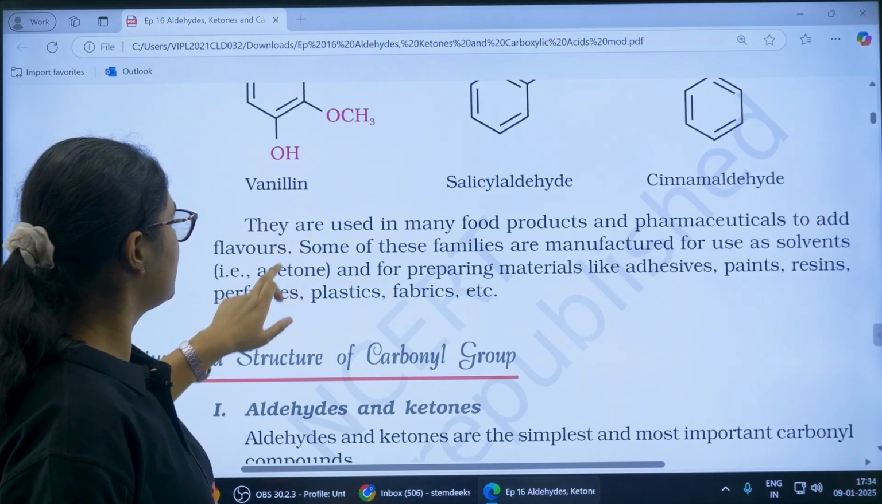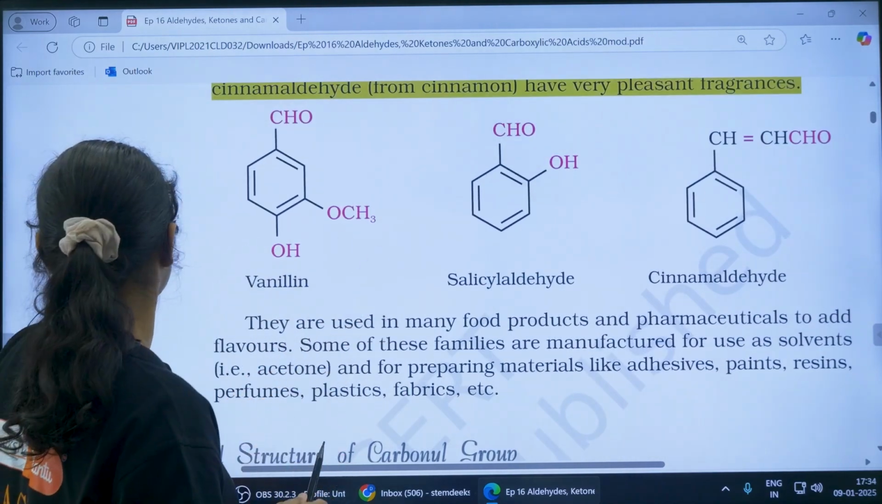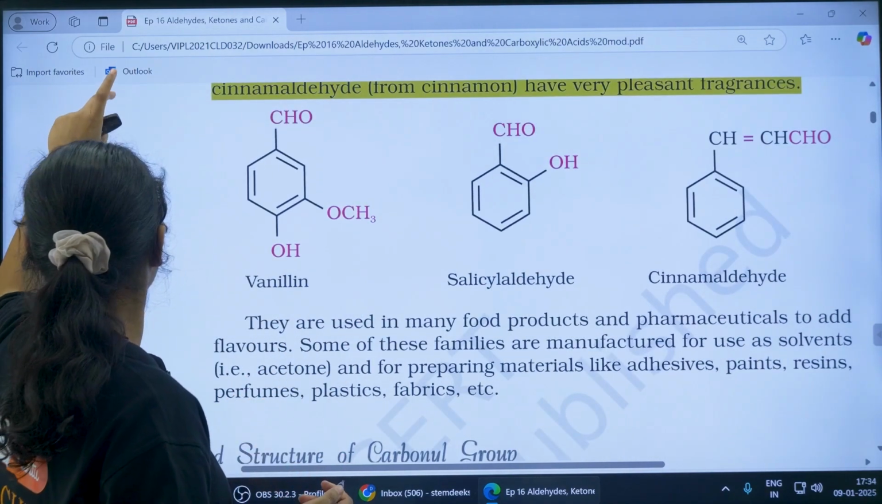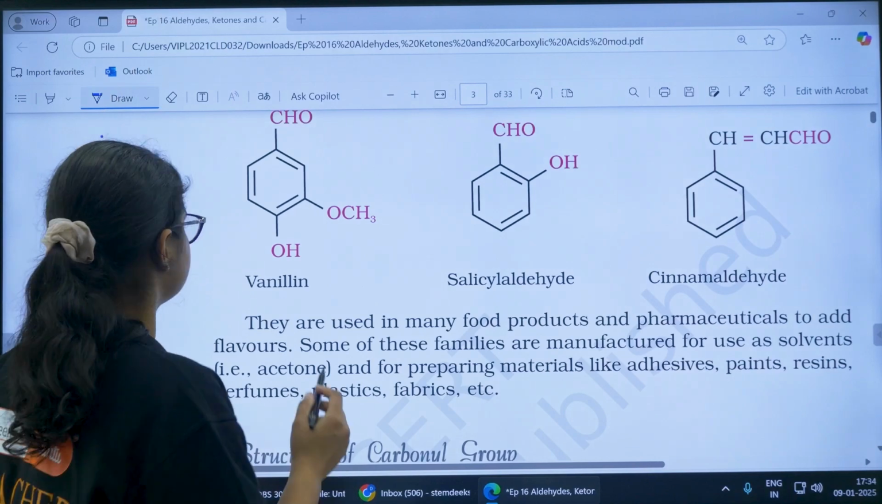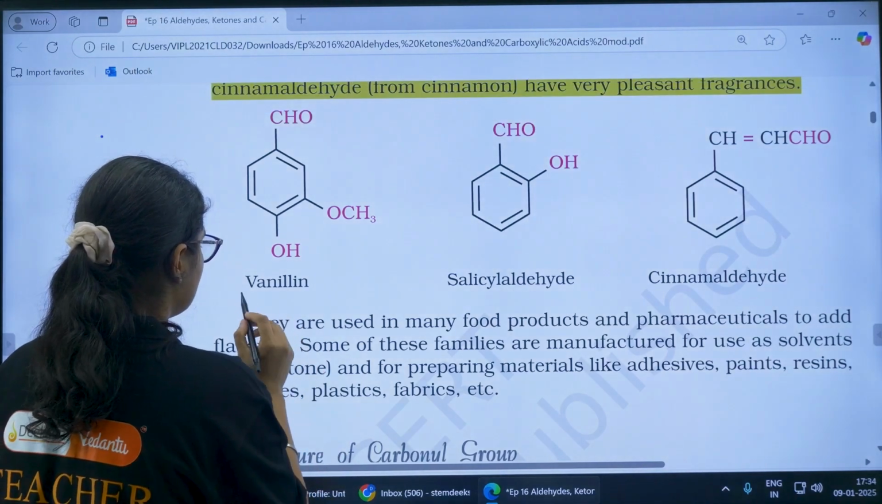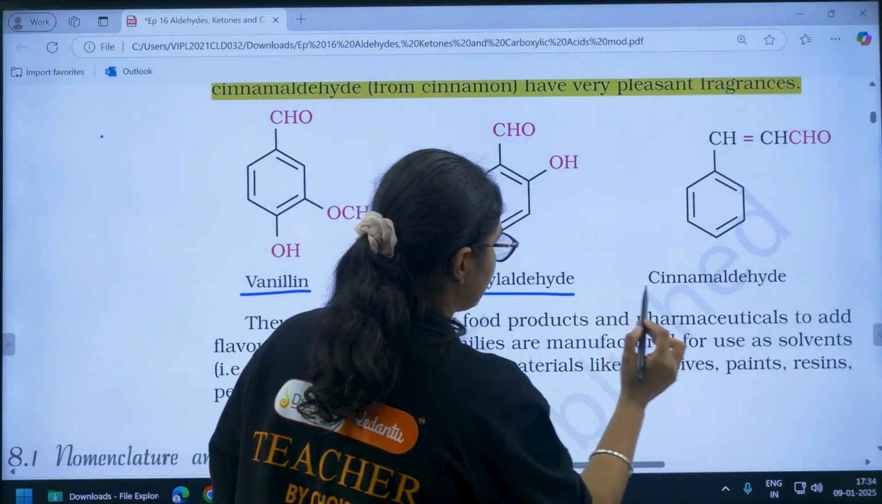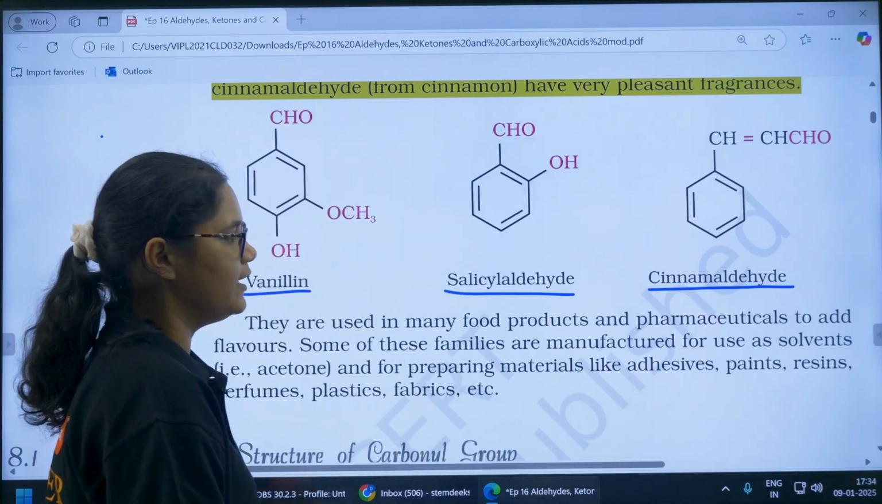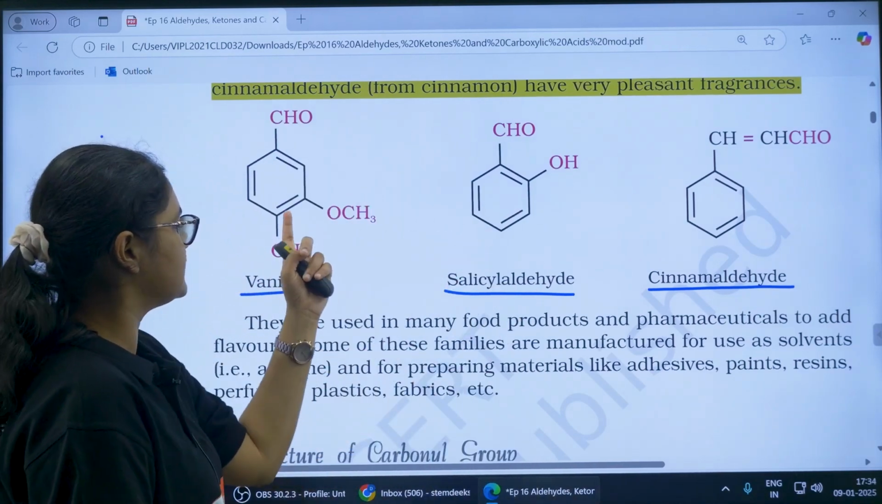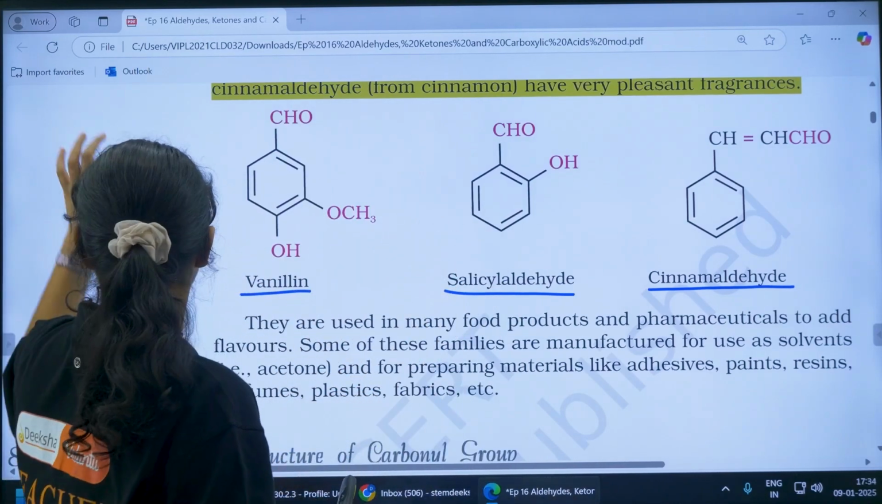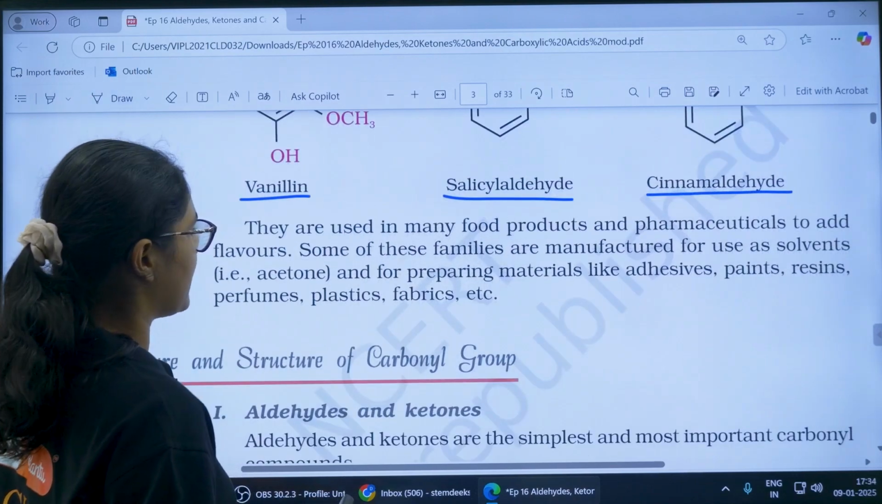Next, coming to the common structures, these are very important. This vanillin, salicylic aldehyde and cinnamon aldehyde, these three structures and their names you should be knowing. Now moving forward.